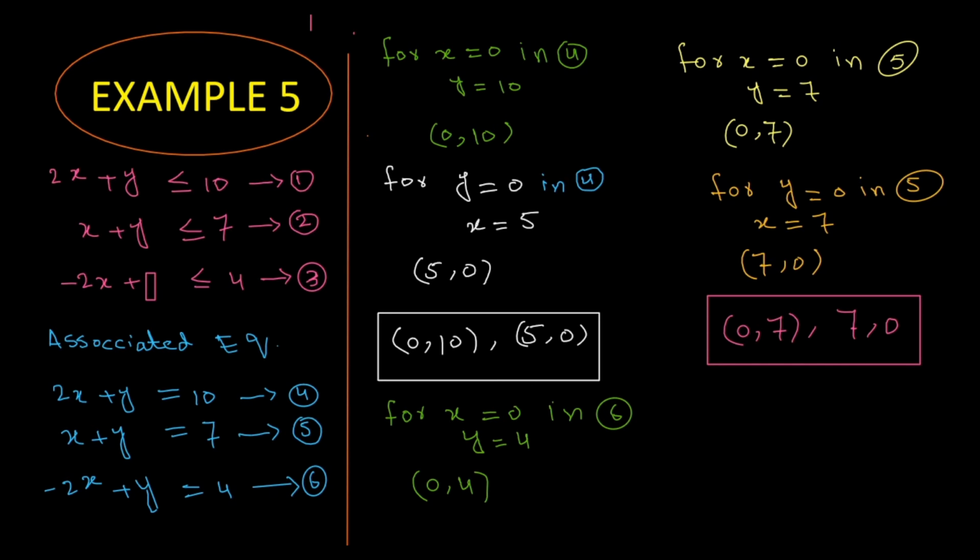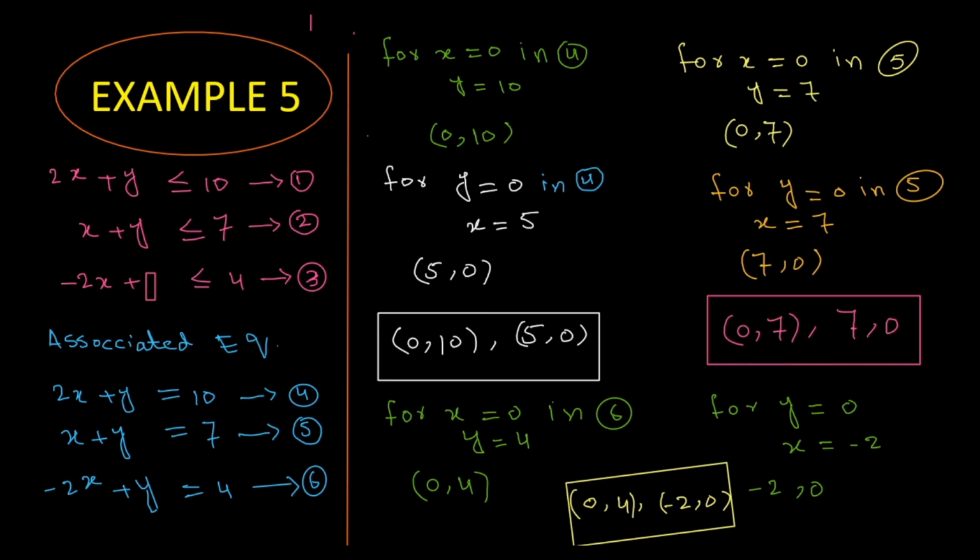And in a similar way in 6, for y is equal to 0, it means minus 2x is equal to 4, which means x is equal to minus 2. So this implies x is equal to minus 2. So our point is (minus 2, 0). After combining, these 2 points are (0, 4) and (minus 2, 0). We have found these 2.